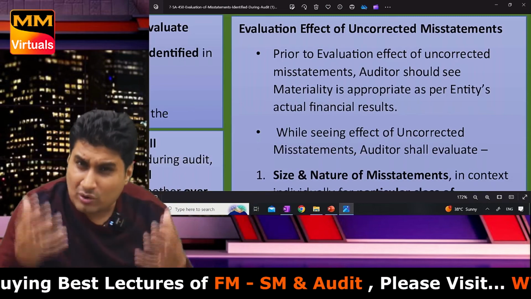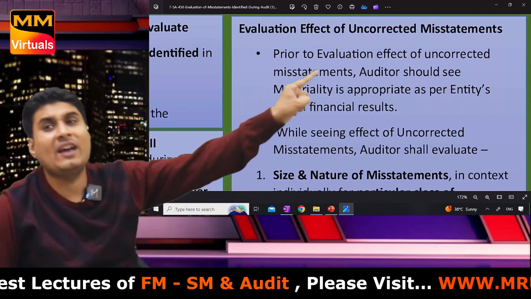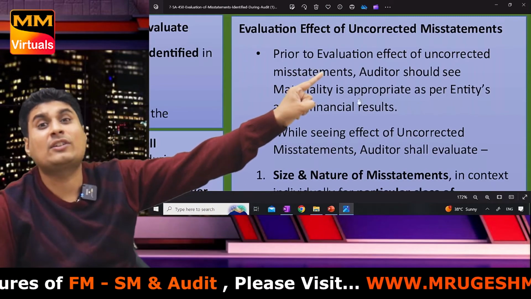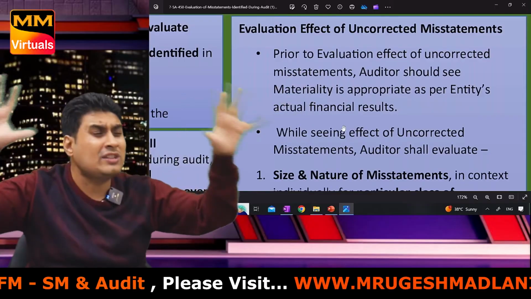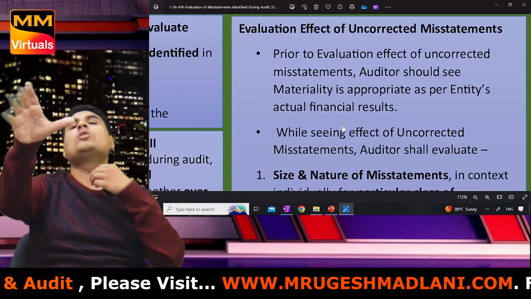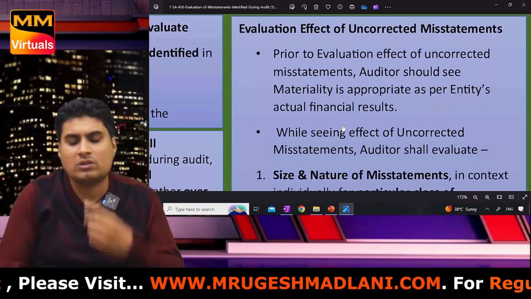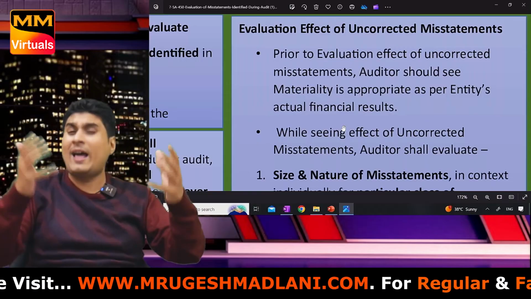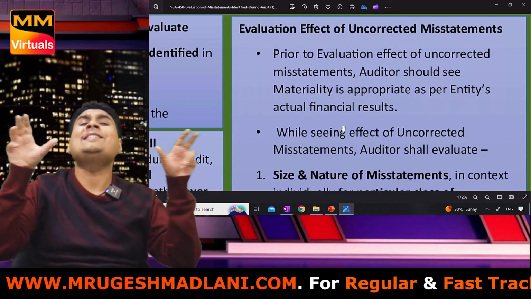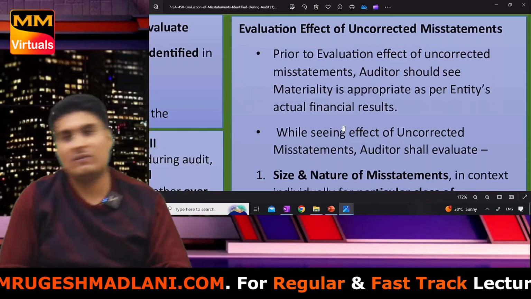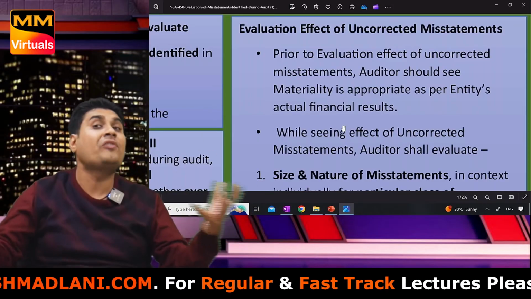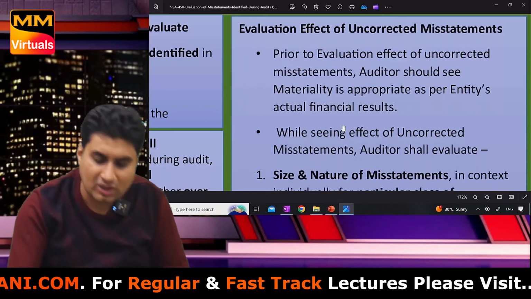Okay, prior to evaluating the effect, some misstatements have been corrected. Now we are seeing the effect of uncorrected misstatements. Whenever you see uncorrected misstatements, what do you mean by uncorrected? Sir, those which are not corrected. Very good. Prior to evaluating the effect of uncorrected, because some are corrected, we will again calculate materiality, because profit must have changed, sales must have changed.